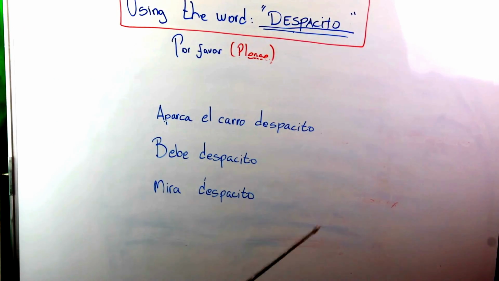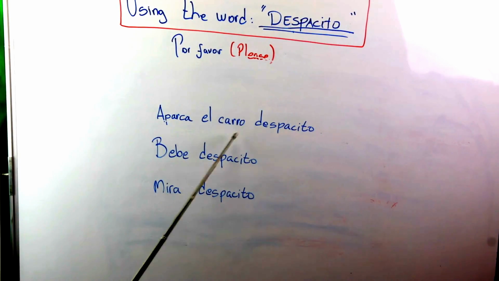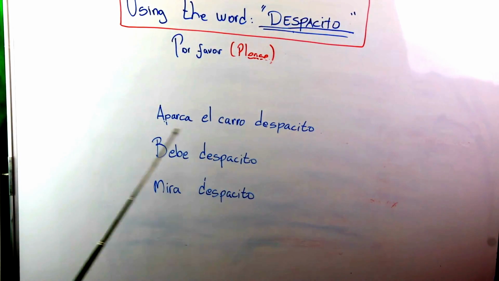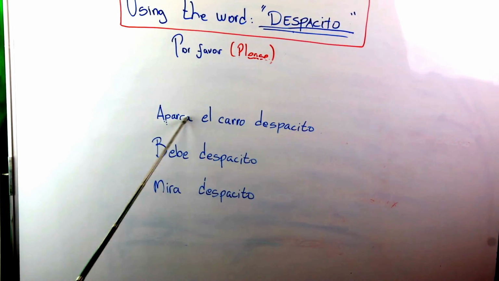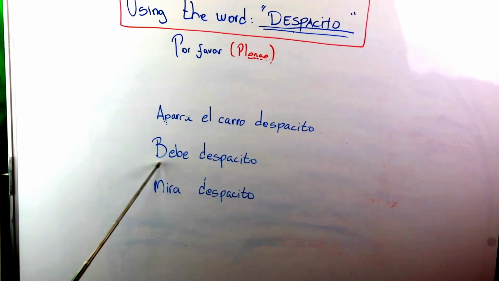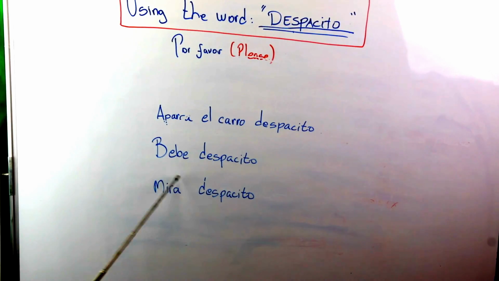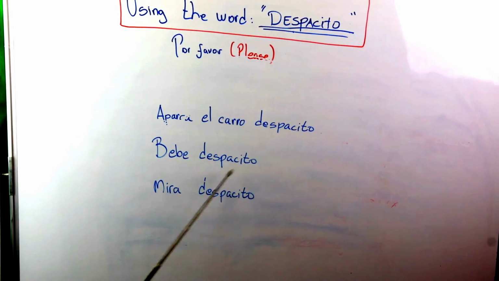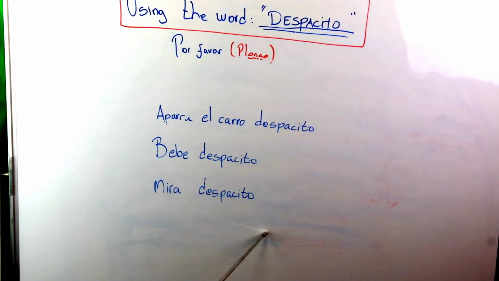Muy bien, amigos. Let us revise for the last time the last three sentences. Aparca el carro despacito, which means park the car slowly. Número dos. Bebe despacito. Bebe means drink. Drink slowly. And last one. Mira despacito, which means look slowly.